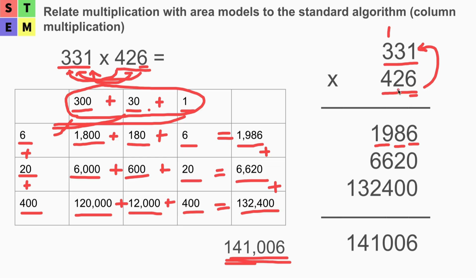Then I'm using the number 2 to multiply the numbers above. Because 2 is at the tens place, I'm going to write a 0 here, which means it's 20. Then the calculations start from here. 2 times 1 is 2, 2 times 3 is 6, 2 times 3 is 6. So we have 6,620 there.